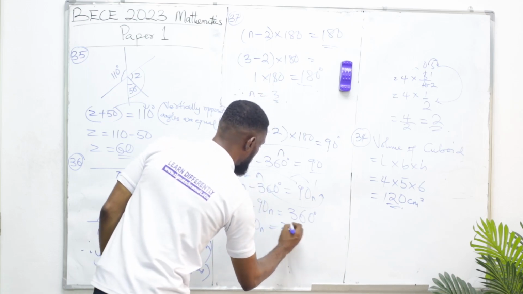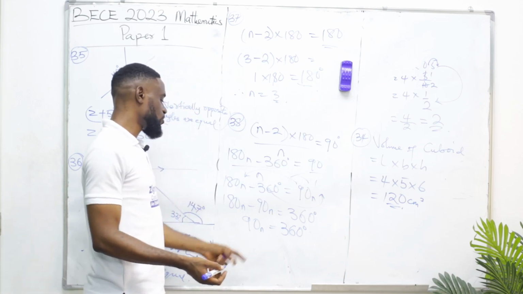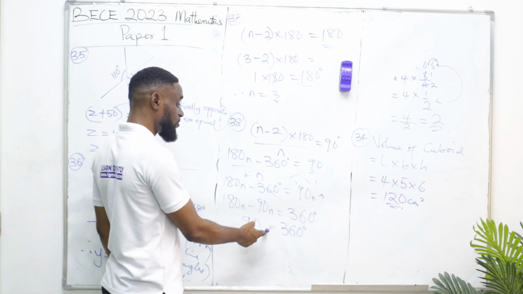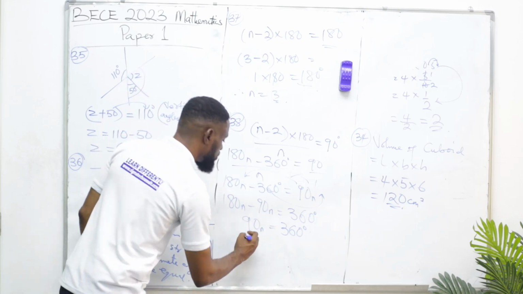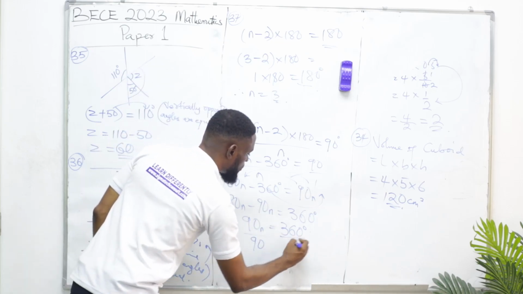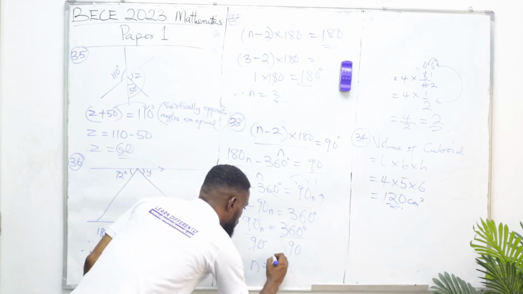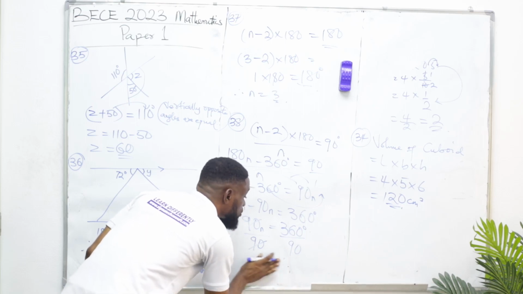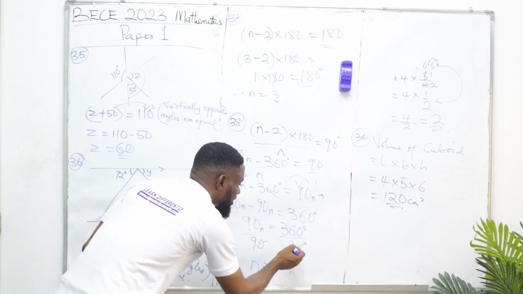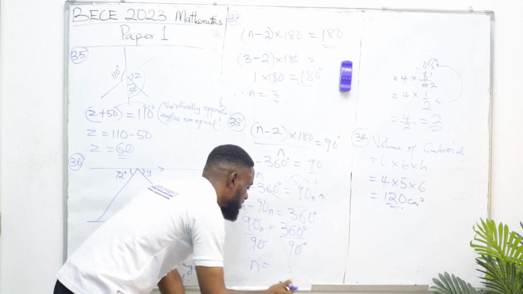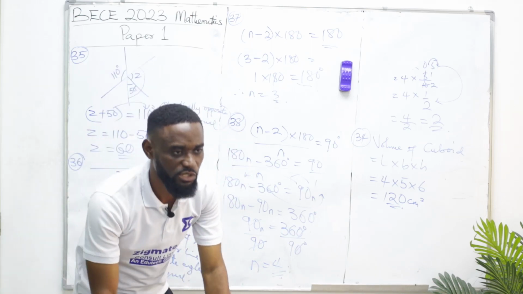90n is equal to 360 degrees. What do we do? We have to remove 90 from n so that n will be alone. So divide both sides by the coefficient of n, which is 90. So 90n over 90 is n, and 360 over 90: 9 into 36 is about 4. So n is equal to 4, which is option B.